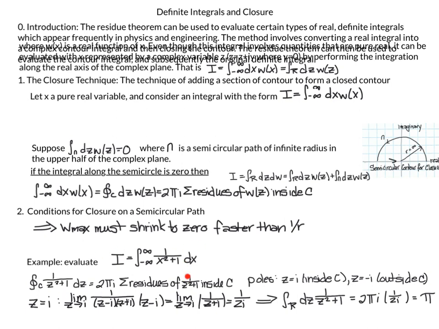And finally, we will go over this example here, which is a real integral, but we're going to convert it to a complex integral. We're going to make it over a closed path so that we can use the residue theorem. That covers our overview, so we'll come back over here and take a closer look at the closure technique.